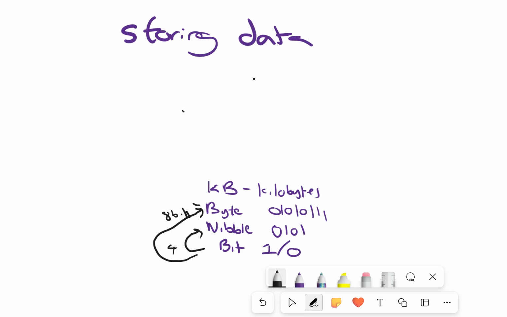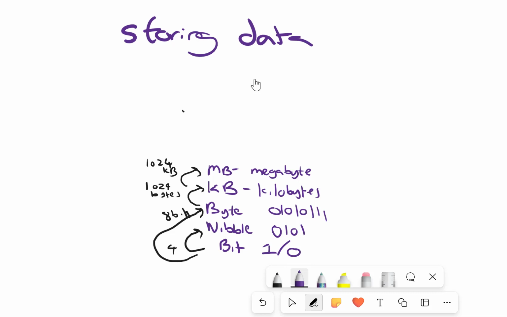From byte to kilobyte, we're dealing with 1024 bytes. So 1024 of these bytes will make 1 kilobyte. You may have learned previously about 1,000. We're dealing with 1024. We then have megabyte. That is 1024 kilobytes. So 1024 kilobytes make a megabyte.